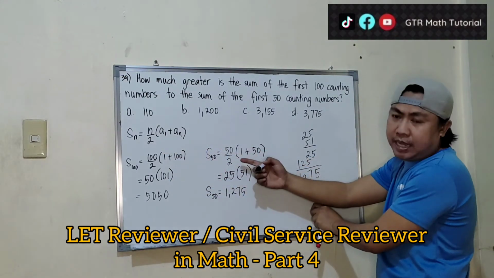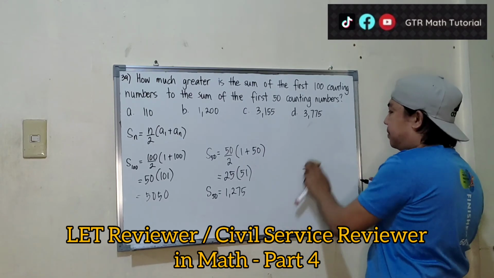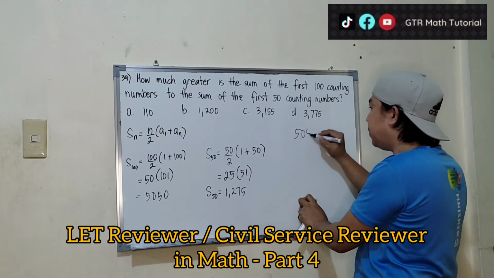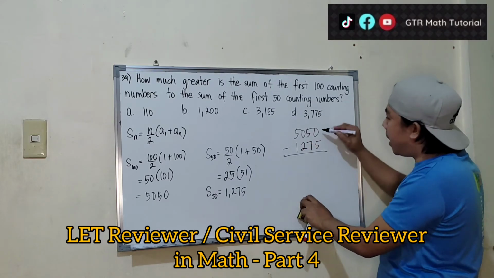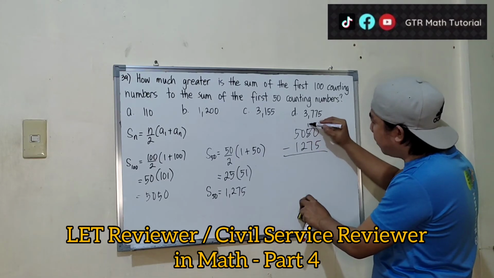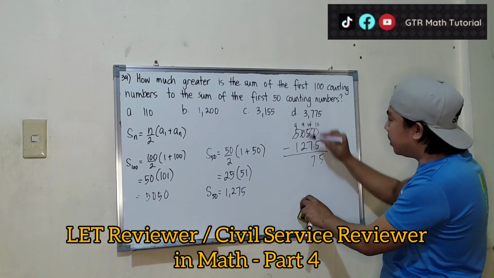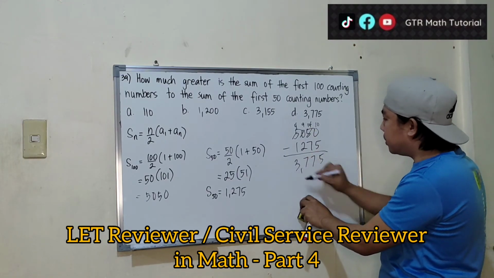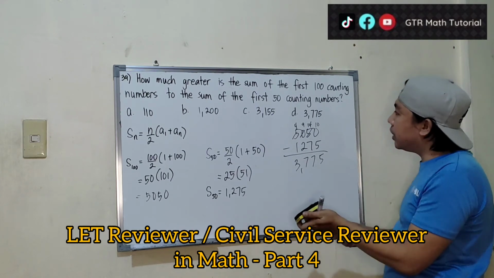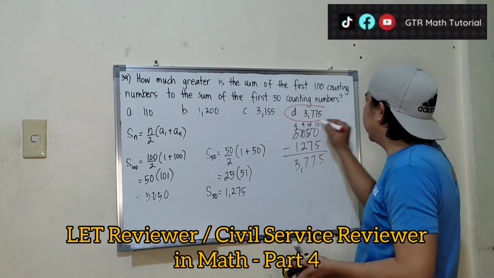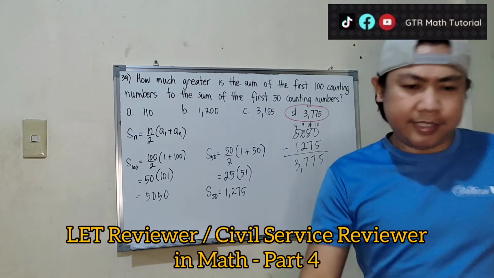Then get the difference, since how much greater is the sum of the first 100 to the sum of the first 50 counting numbers. So just get the difference. So we have 5,050 minus 1,275. So therefore we have, this will become 10, this will become 14, this will become 9, and 4. So 3,775. So the answer is 3,775. Therefore, the answer is letter D. Okay? So next example, last example, number 40.